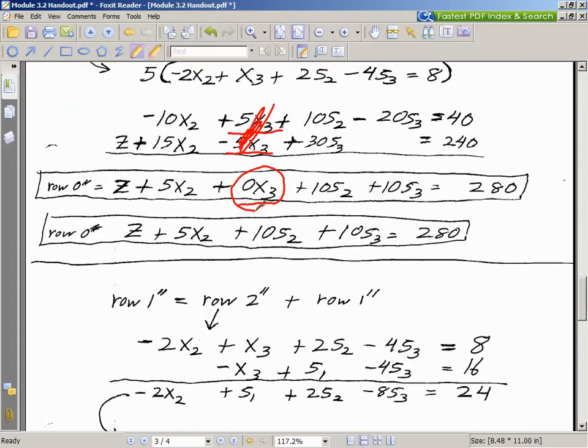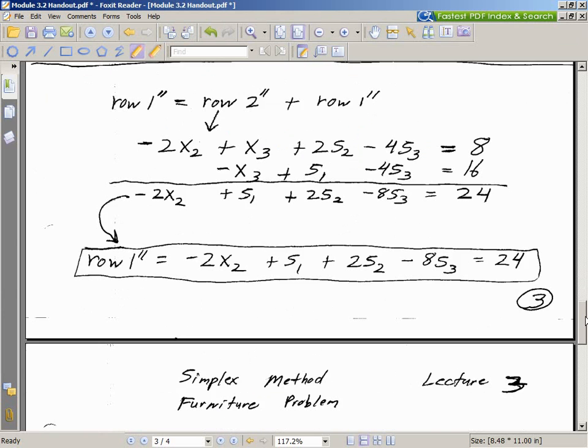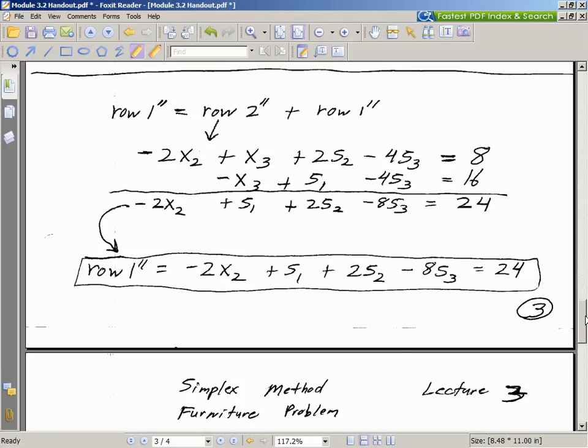Do the same thing for row 1. Row 1 is simply row 2 prime plus row, this should be row 1 prime. Why? Because I already have a negative x3 in row 1 prime. I have a positive x3 in row 2 double prime. And so these two just cancel each other out. Does everyone see how I'm getting rid of x3 in all of these equations?